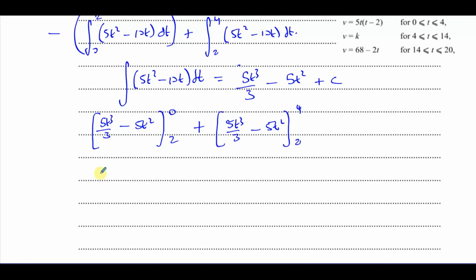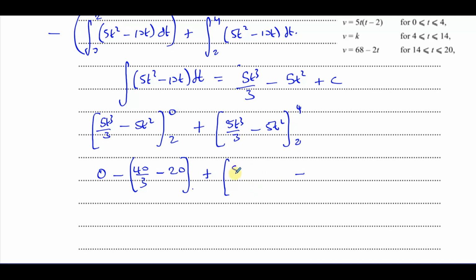So of course you put 0 into here, you're going to get 0, minus, you put 2 in here, you're going to have 5 times 8, which is 40. That's 40 over 3, okay, and minus 5 times 2 squared, which is 5 times 4, which is 20. Okay, so that's going to give you that. And you're going to have plus, and now we're going to put 2 into here. When we put 2 into here, we're going to have the same thing, 40 over 3 minus 5 times 4, which is 20. And you're going to have minus, in fact, first we put 4 into there, not 2, sorry. Put 4 into there first, and then 2.